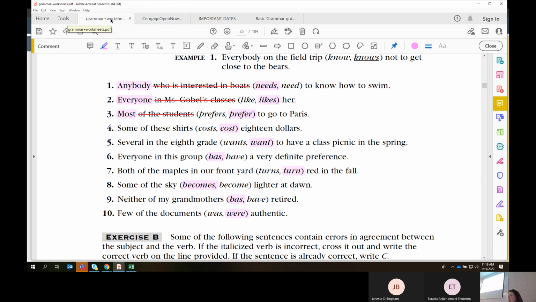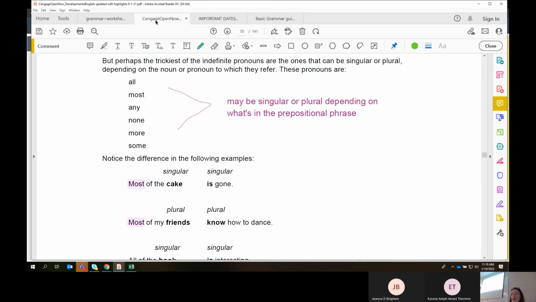I know it probably seems simple, but you will be surprised when this kind of stuff pops up in your own writing. Because sometimes I'm sitting there looking at it going, well, wait a minute, is this singular or plural or what's going on? Now, sometimes I just have to rewrite the sentence so I don't have to fool with that word.